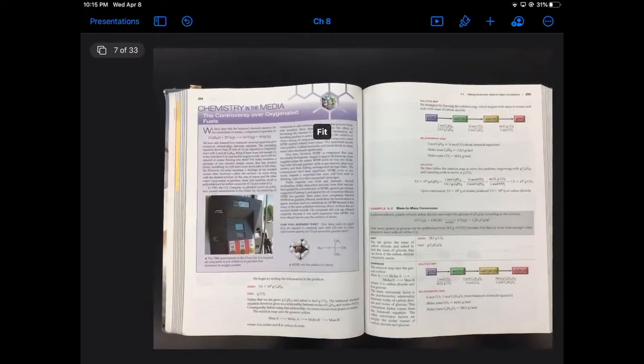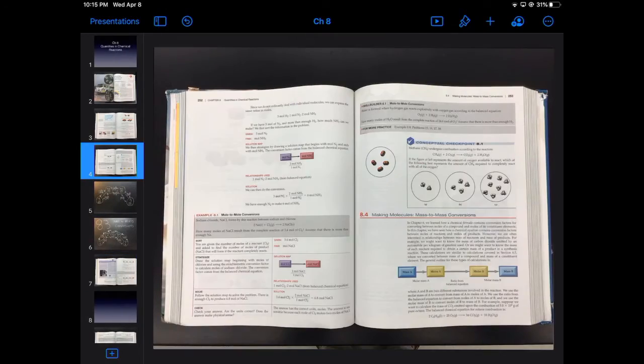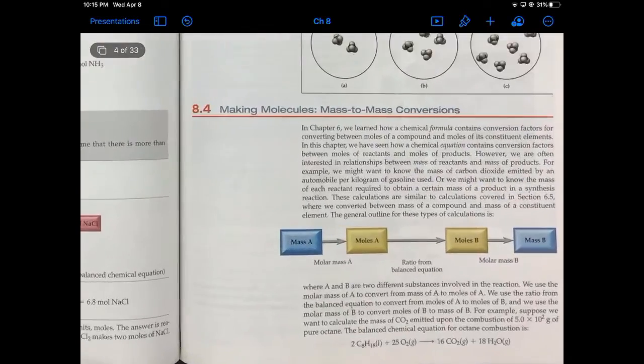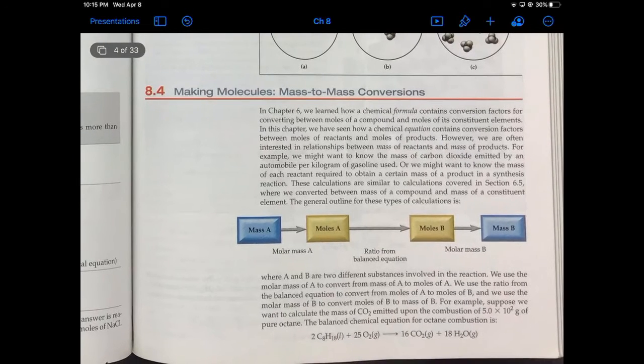Oh, I'm sorry, the problem was still actually on the other page. I skipped it. I looked straight at the recipe, but it says here, suppose we want to calculate, literally what I just said, the mass of carbon dioxide emitted upon the combustion of 5.0 times 10 to the 2 grams of pure octane.